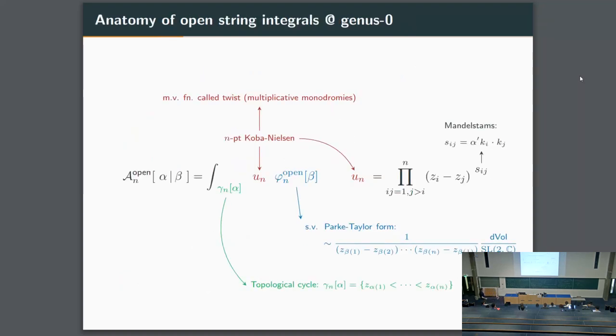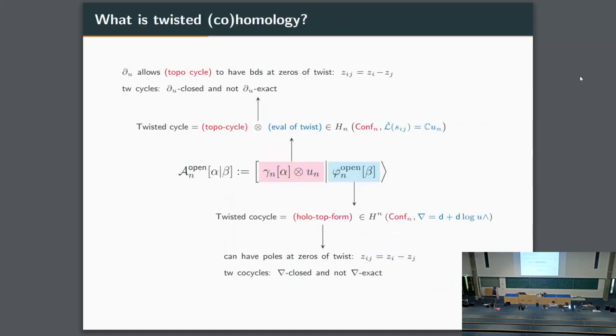So I want to start by looking at the anatomy of the open string integral on the sphere. So we've got some integration cycle. This just tells us the ordering of the marked points on the disk. We've got some holomorphic differential form, just some Parke-Taylor, and we've got this universal multi-valued function called the Koba-Nielsen. So we're going to call this the twist, and it has a very important property that it has multiplicative monodromies. So this is exactly what twisted cohomology is designed to study, integrands with multiplicative monodromies.